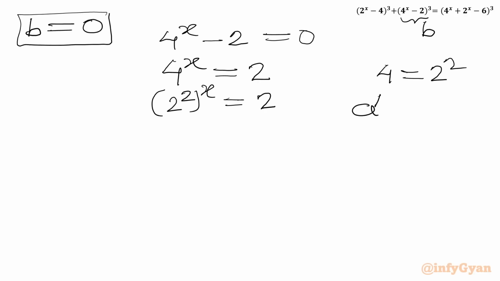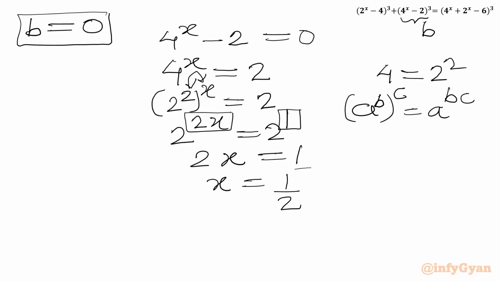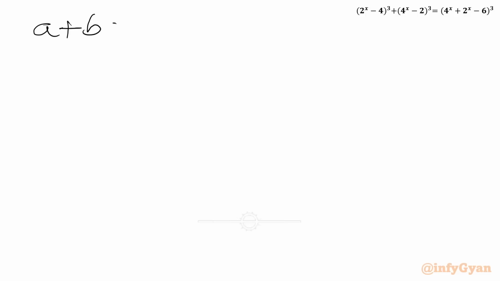We know the property of exponents: (a^b)^c is equal to a^(b·c). So I can multiply these two powers. So LHS will become 2^(2x). RHS is 2, its power is 1. So I can compare both the exponents as our bases are the same. So I will be writing 2x = 1, or x = 1/2. First solution was x = 2. Second real solution is x = 1/2. And we are going to solve our third equation, A + B = 0.